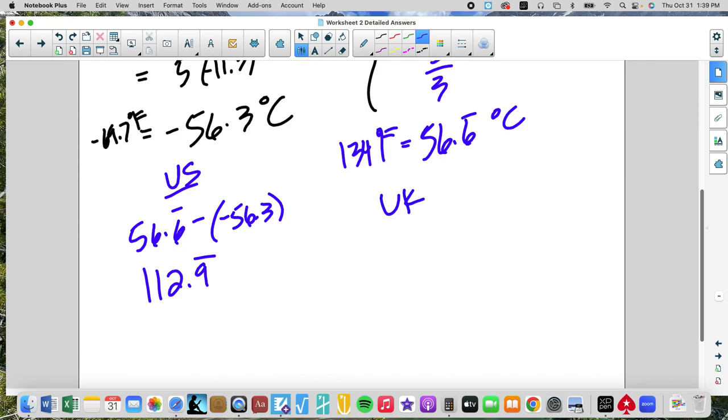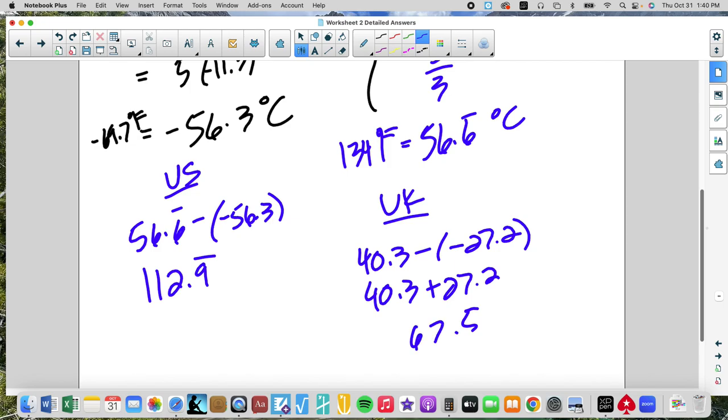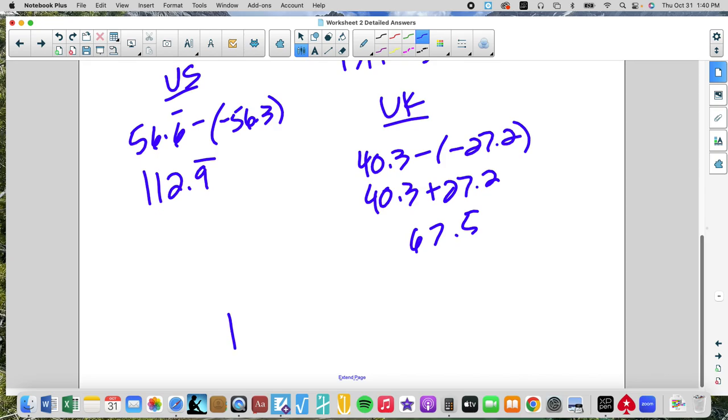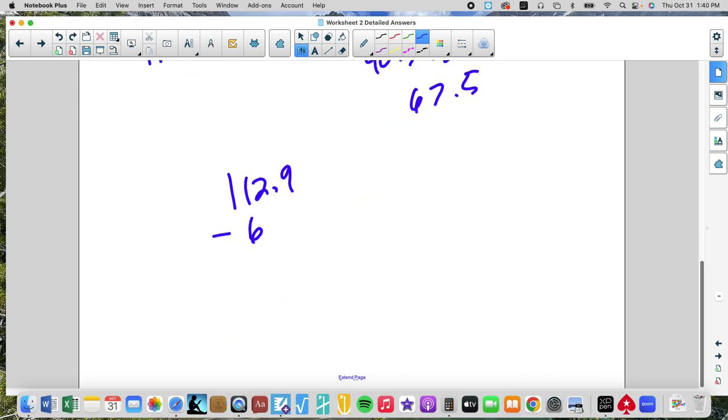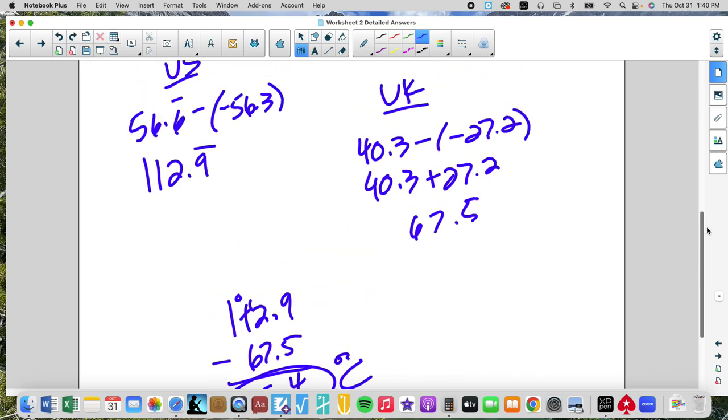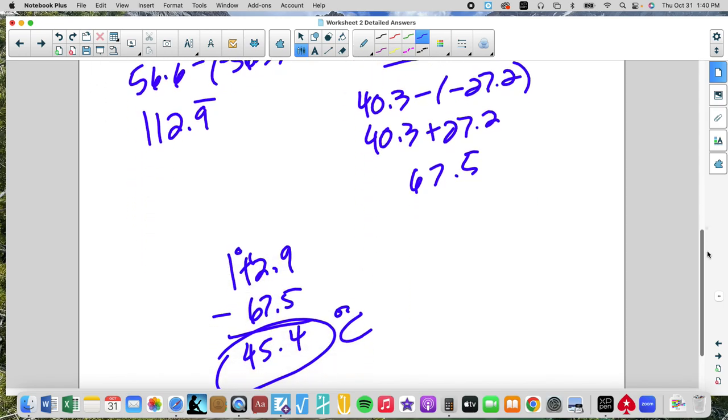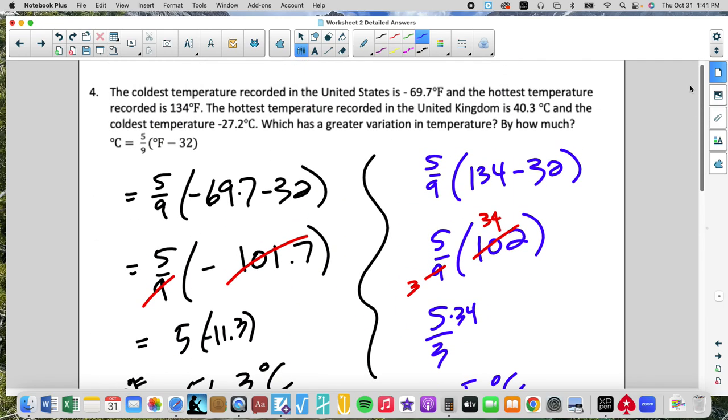And then if we look at the UK, sorry, not Great Britain, UK, the United. The differences in UK was 40.3 minus negative 27.2. There we go. So 40.3 plus 27.2, which gives us 0.576. And, okay, what's the difference between those two? 12.9 minus 67.5, which is 0.4. I don't have to borrow from there. I got to borrow from there, which is going to be 5 and 4, 45.4 degrees. No, still not. That's degrees Celsius. I don't know what I'm doing wrong. All right, I mean, those were the extremes for US.